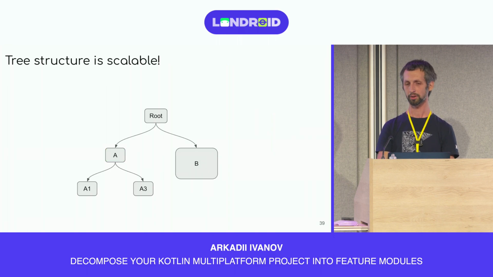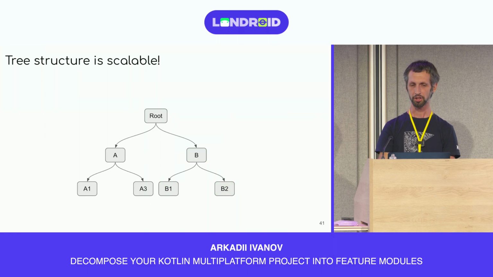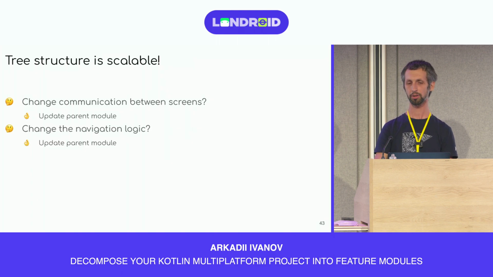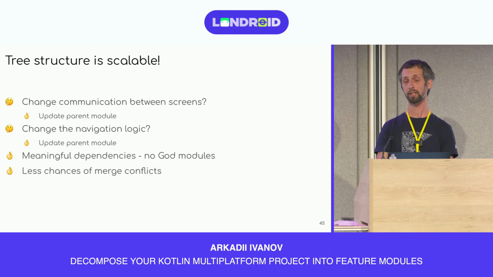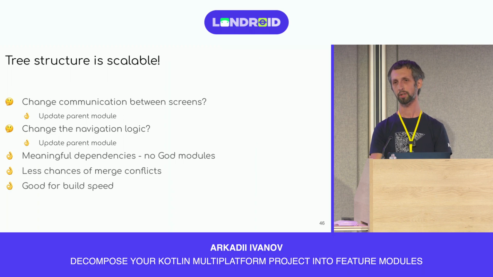A module may become bloated and difficult to maintain. In this case, it can be decomposed into a number of smaller submodules, each with more limited responsibility, and the parent module would simply manage the children. Same if you want to change communication between child scopes, just update the parent module. Change navigation logic, update the parent. In a tree structure, each module has limited and meaningful dependencies, so there are no God modules. Obviously, this reduces chances of merge conflicts in big teams, and it's good for build speed, as more code can be compiled in parallel.